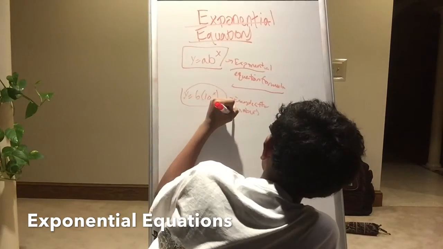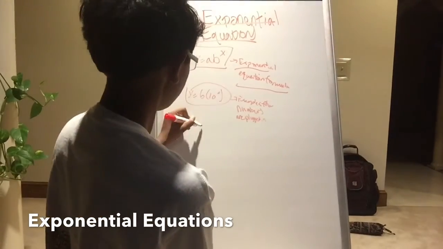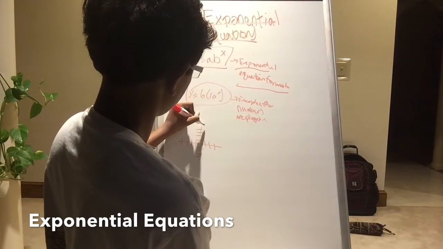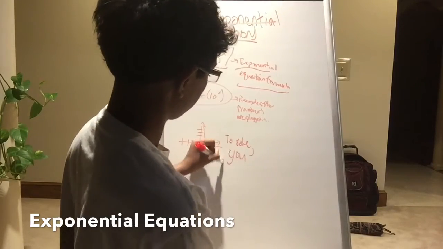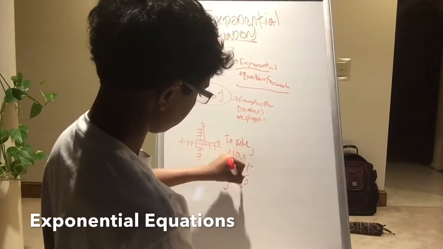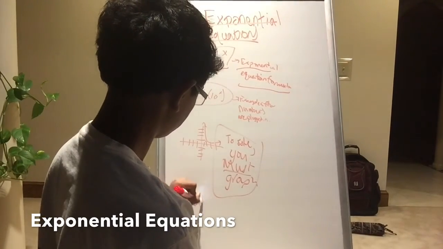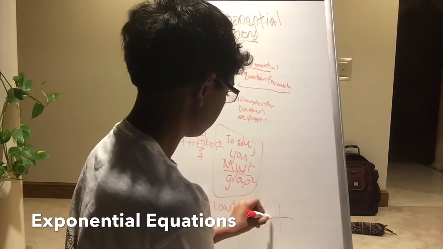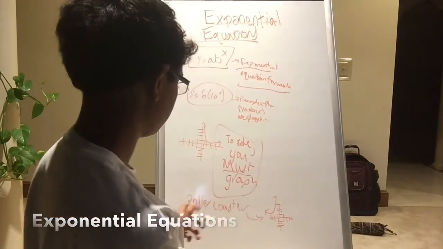To solve an exponential equation, you must graph it. Otherwise, it's more complicated. A real-world example of somewhere where you might find an exponential graph is like going up the slope on a roller coaster. Whoa, that's really cool.